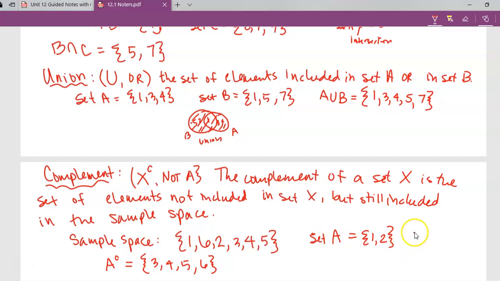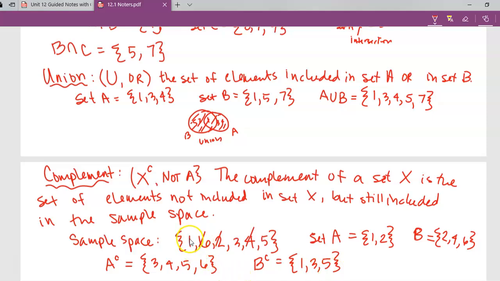So let's say that set B is equal to maybe the even numbers here, so 2, 4, and 6. Then the complement of B would be all the numbers that are in the sample space that are not in B. So basically just look at the sample space and cross out all the ones that are in B, and what's left over is going to be the complement of B. So that's what it means to have a complement of a set.